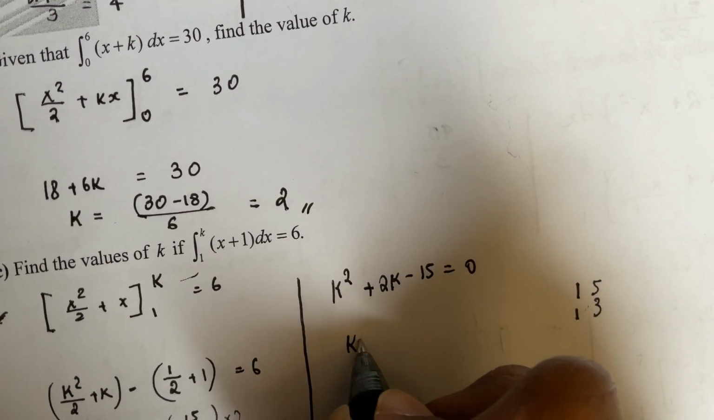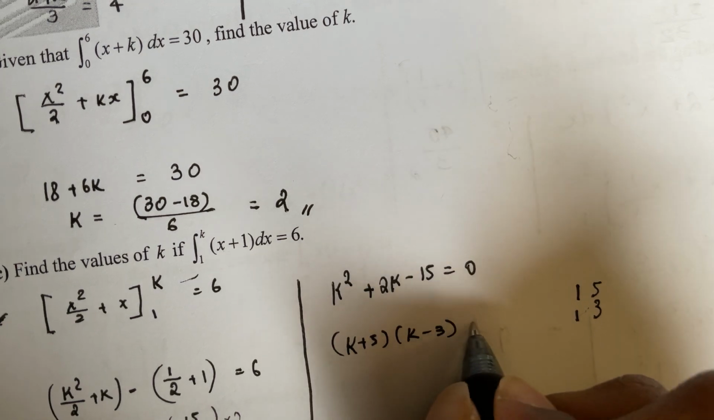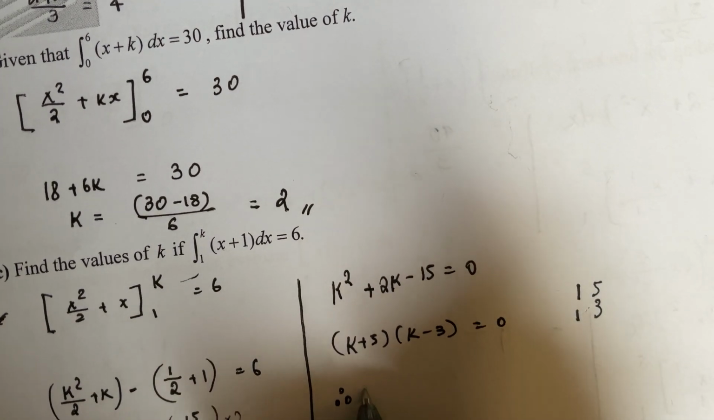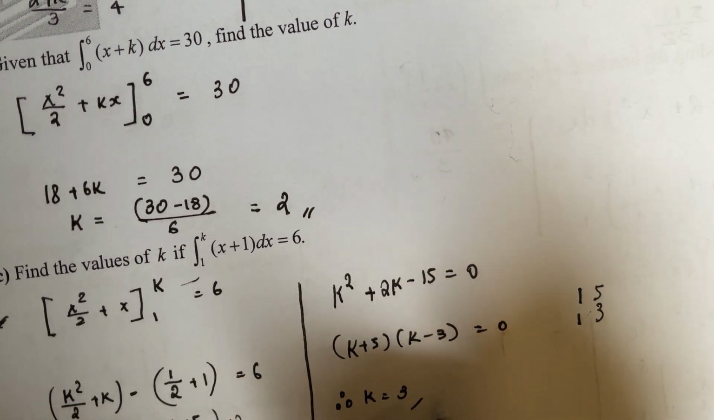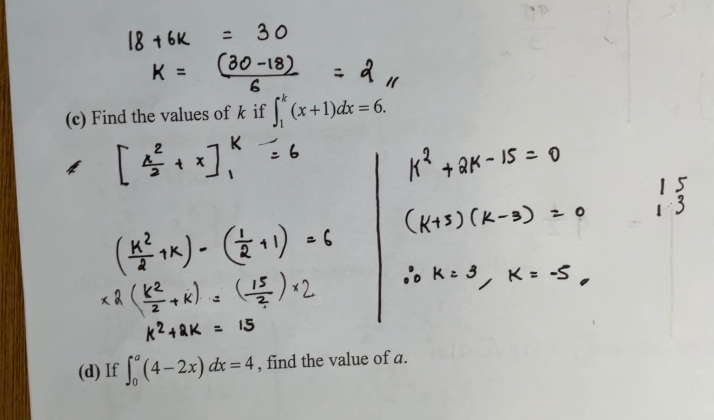So k plus 5, k minus 3 is equal to 0. Therefore, our k is equal to 3, comma, k is equal to negative 5. And that's how we solve this question.